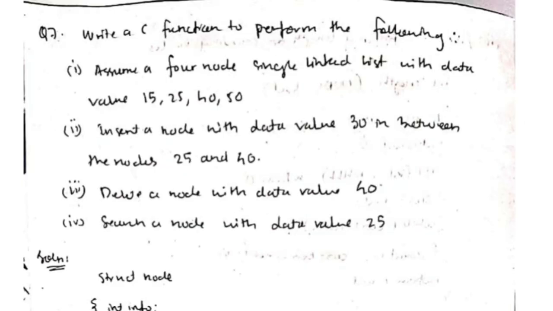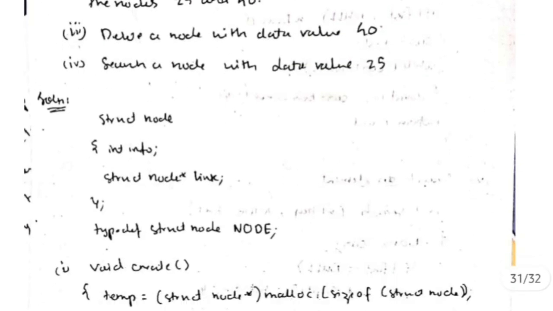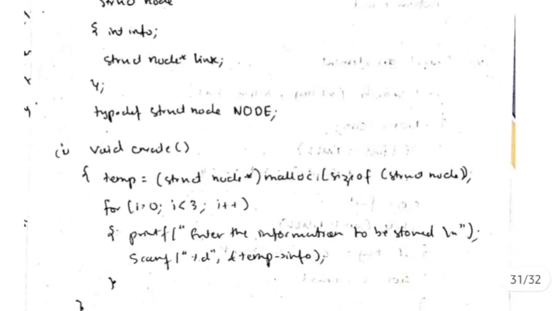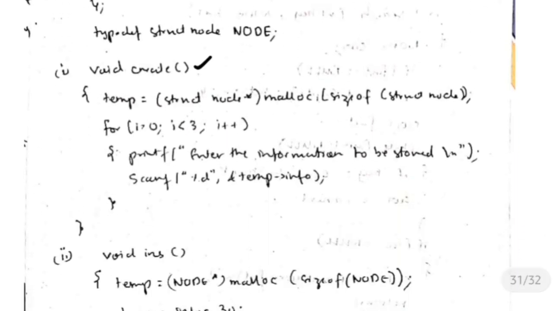Okay, in this question we have been asked to create a linked list with the values 15, 25, 40 and 50. So for that, first we will declare the structure part, which is having the information and link part, and after that we will use this function. In this function first we will create a memory allocation and we will use a for loop.